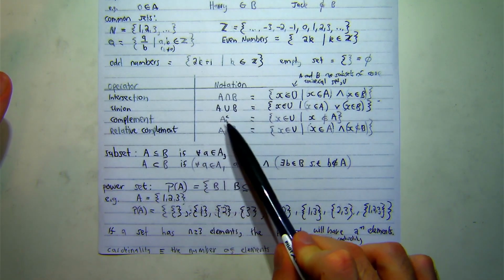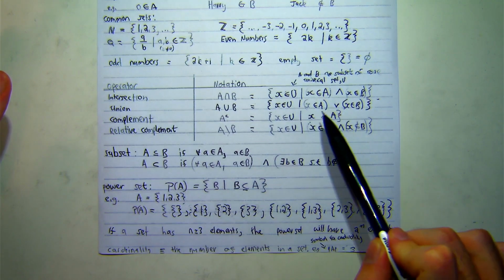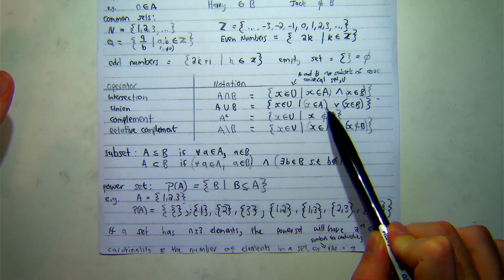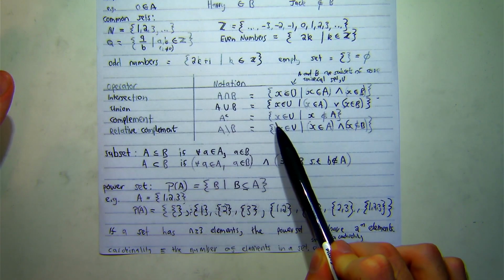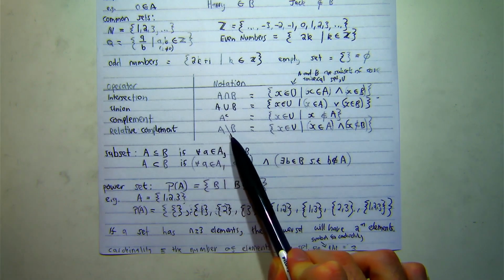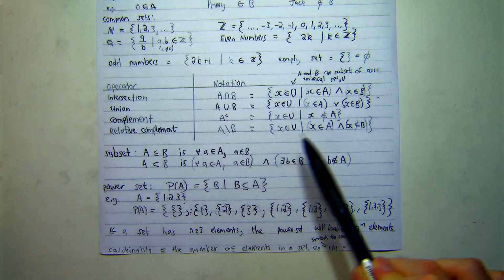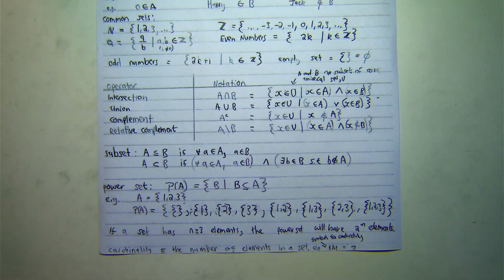A or B, so A union B, means that X is a part of this set if X is in A or X is in B. A complement means that X is a part of the set so long as X is not in A. And then A relative complement B means that X is in A and X is not in B. These are the most common ones that you'll interact with.